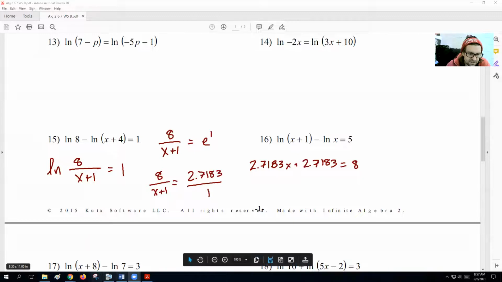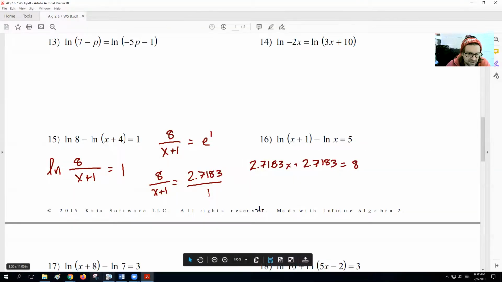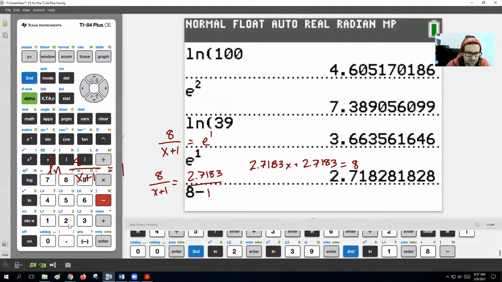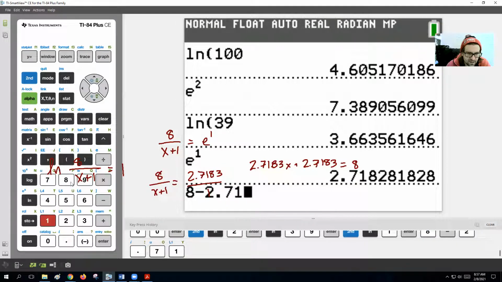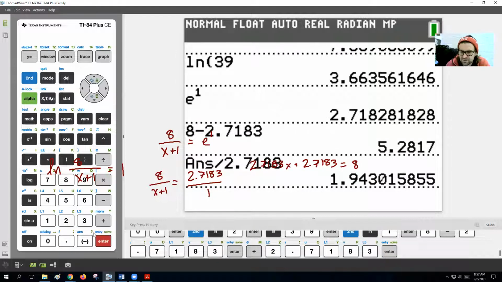So in a calculator here, we double check it. 8, making sure, yeah, we subtract the 2.7183. We get an answer, and then we divide it by 2.7183. So the answer should be about 1.943.